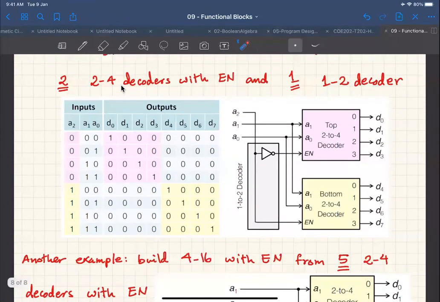Yeah. I don't get why we are disabling one and activating the other one while they are both 2 to 4. Because if A2 is 1, then at max it would have 6 as a number. Let me ask you this.